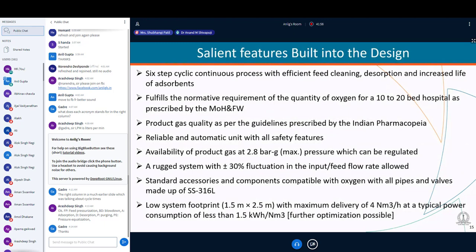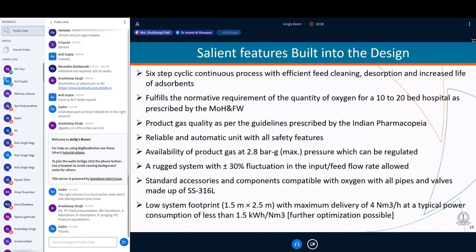So these are some of the salient features of the system that we have already built in. One salient feature is that it is a six-step continuous process. Typically, commercial systems are about 4 normal cubic meters, and our system satisfies a 10 to 20 bed hospital as per the Ministry of Health and Family Welfare, and the product is as per the Indian Pharmacopoeia. Product gas is available at 2.5 bar gauge. This pressure can again be regulated depending on the storage pressure required downstream.